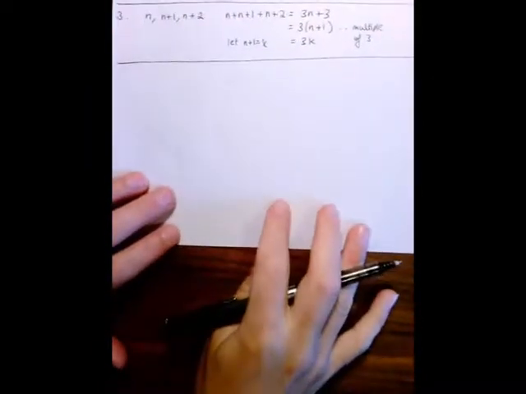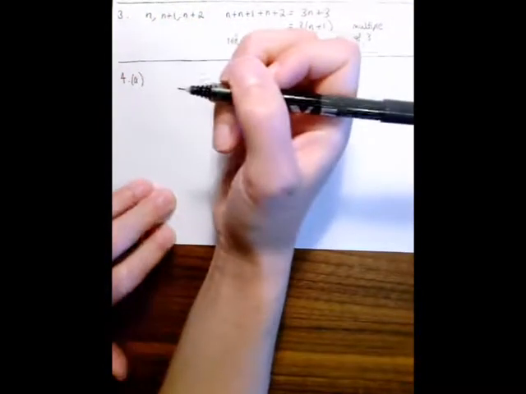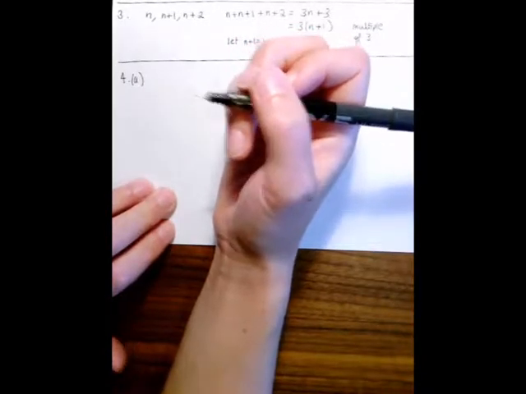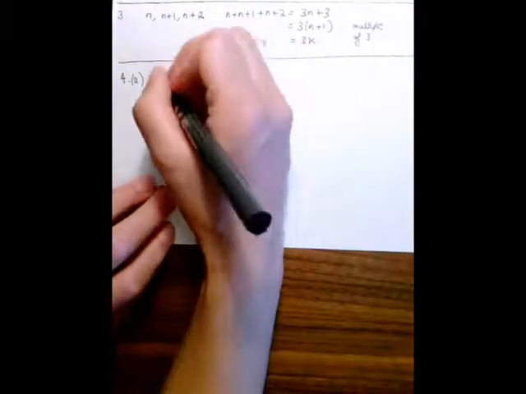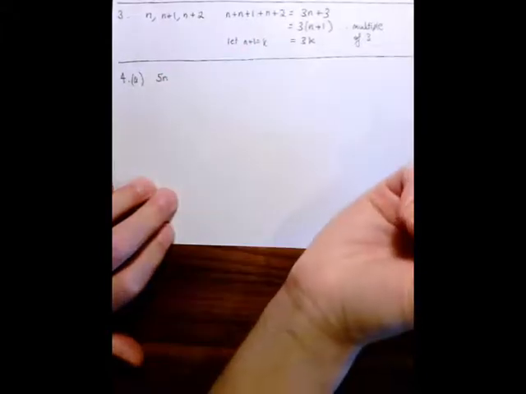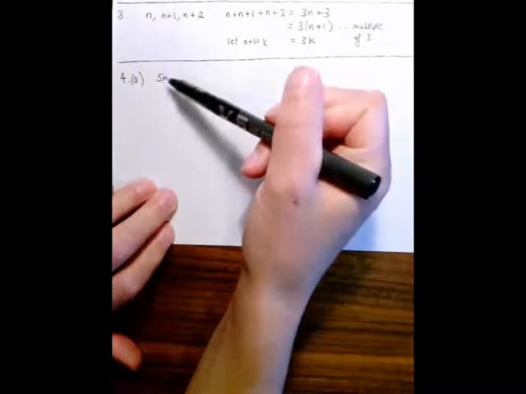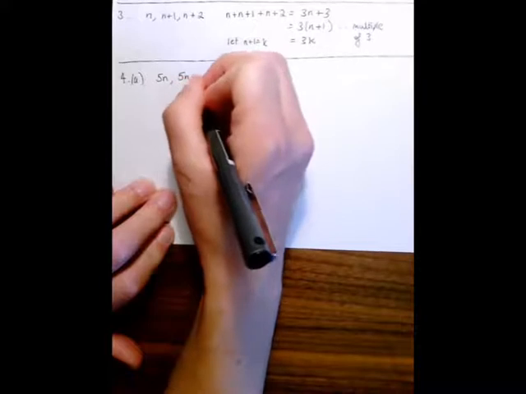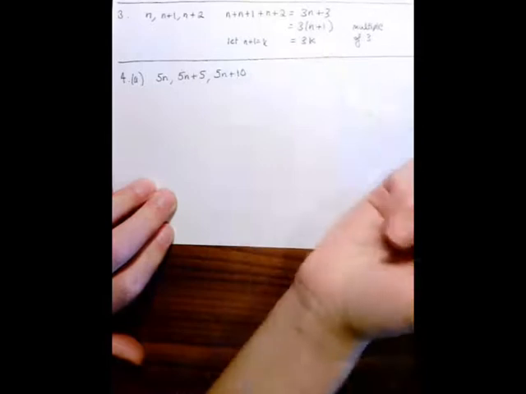Okay, and then the last one has 2 parts. So for part A, the sum of 2 consecutive multiples of 5 is always odd, is what we want to prove here. So multiples of 5, well, that would be 5n. And then if I wanted the next one in the times table, I would have to add on 5. So the next consecutive one would be 5n add 5. And after that would be 5n add 10, etc.